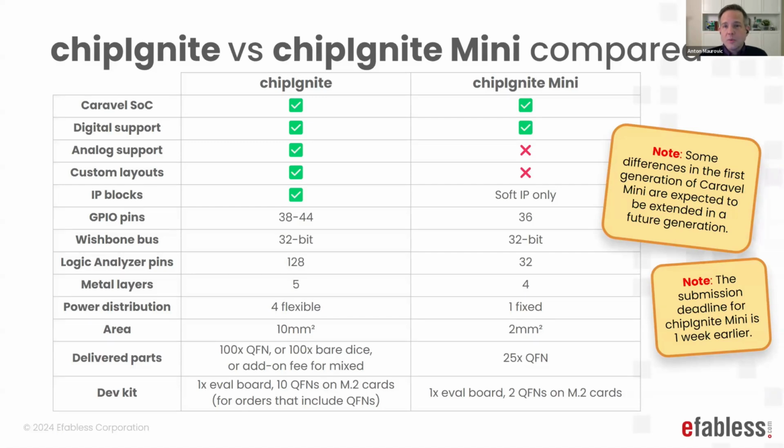And just also keep in mind that the submission deadline for chipIgnite Mini is 1 week earlier than the deadlines otherwise given for chipIgnite. And we do have our next one coming up in September, which means that you would need to have your design ready by September 9th. If that's too early and you're still interested, then we also have a November shuttle, and then for next year, April and June as well.